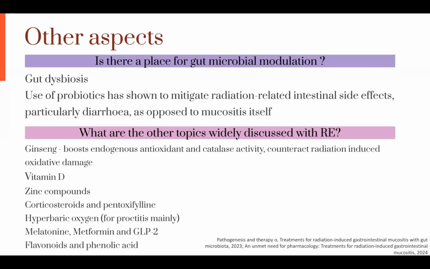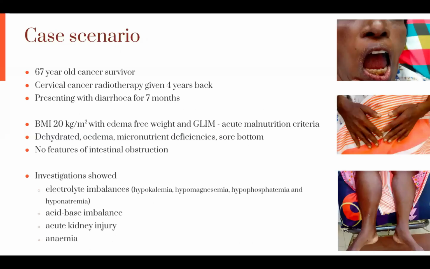Is there a place for gut microbial modulation? It is said that probiotics have a better effect on diarrhea as opposed to mucositis itself, because there is gut dysbiosis with radiation. So it's not for mucositis, but for symptoms, sometimes it might have a place, but these are non-conclusive. Also, there are a lot of food and nutrition supplements, micronutrients that are widely discussed, even medications in literature for radiation enteritis.